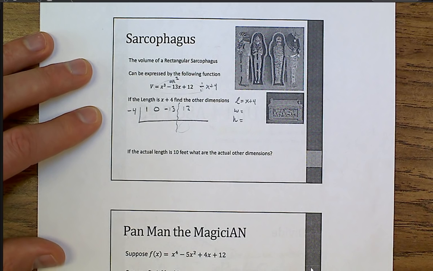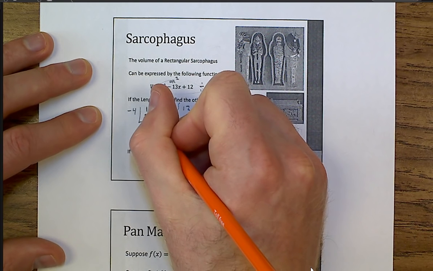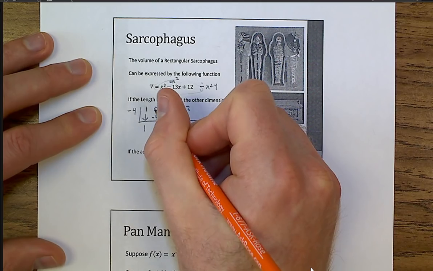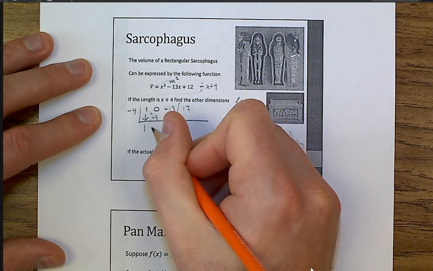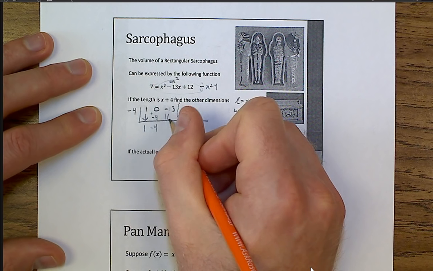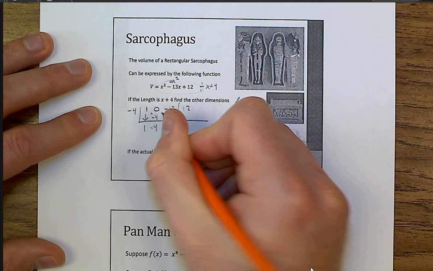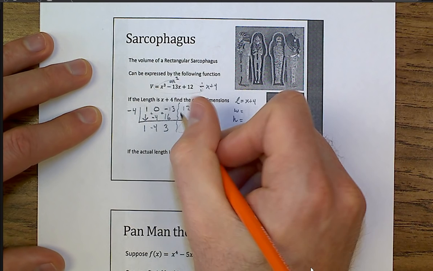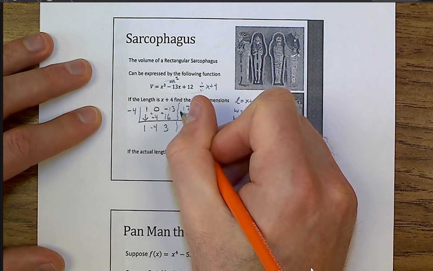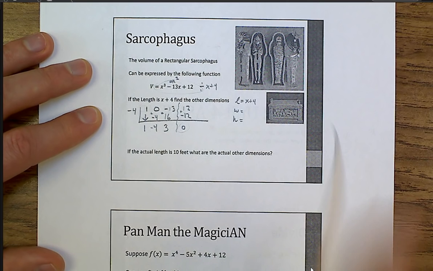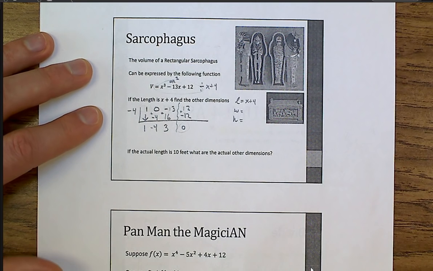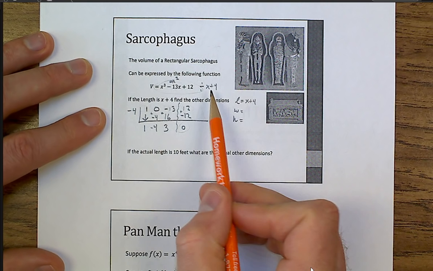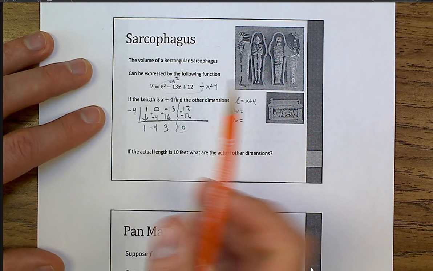Okay? So synthetic division, you always drop down the first number, 1, you multiply, which is negative 4, add to get negative 4, multiply again, you get positive 16, add those together, you get 3. Negative 4 times 3 is negative 12. Add those together and you get 0. Awesome. So what does that mean? That means that negative 4 is a 0, or x plus 4 is a factor.